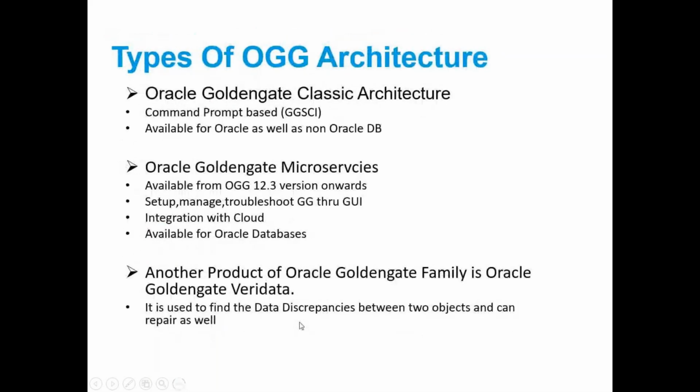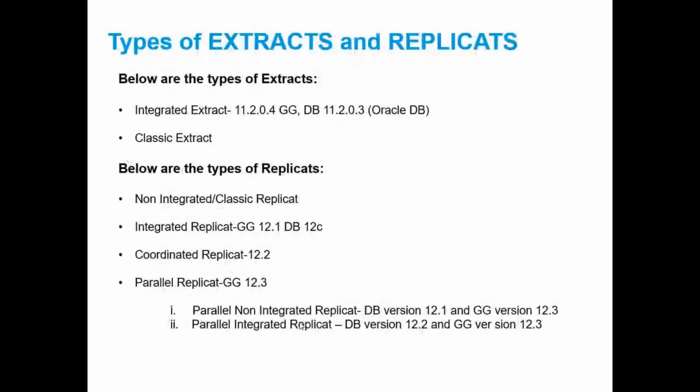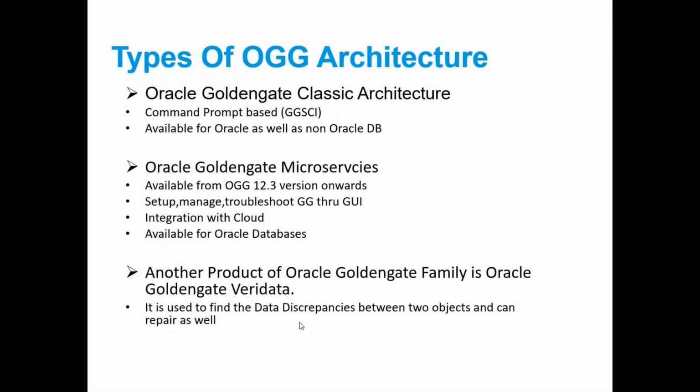Okay. So there are two types of architecture in GoldenGate, which are called classic and microservices, and then there is a product called Veridata. Remember, guys, one thing: Veridata is a separately licensed product. So if you have a GoldenGate license, it doesn't mean you can use Veridata. For Veridata, you will have to buy a separate license.